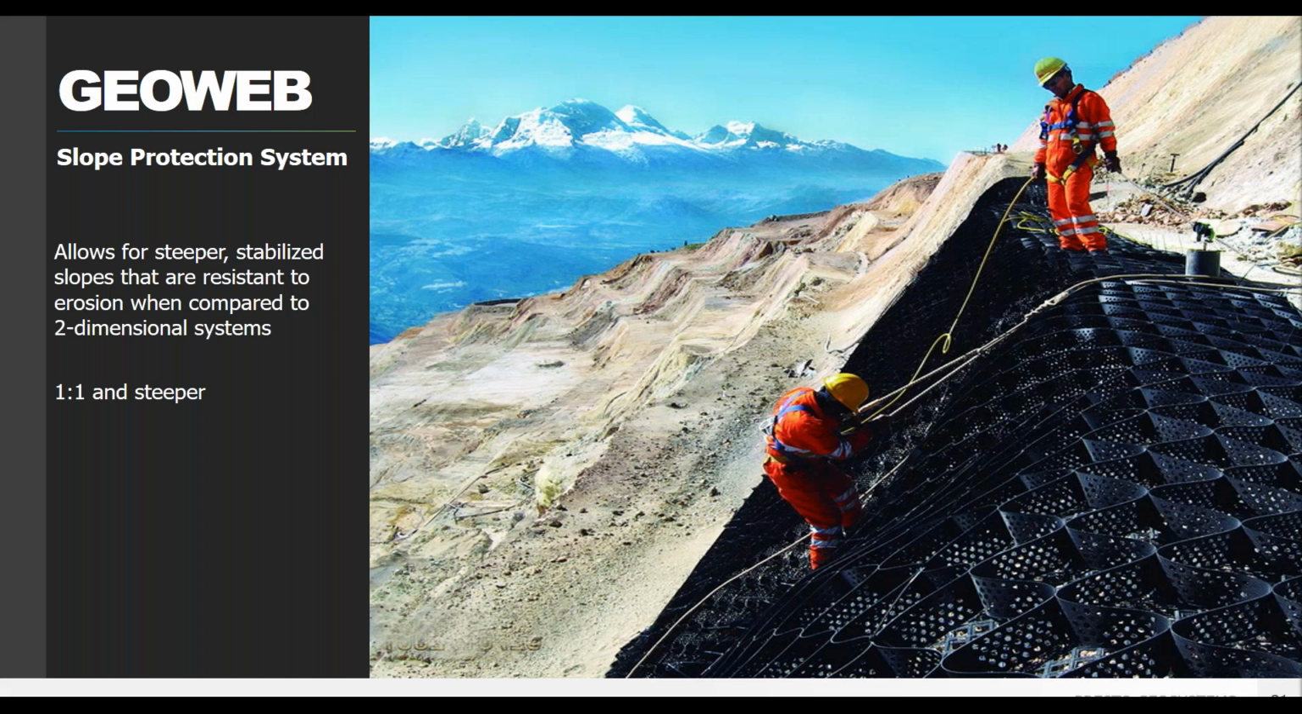Okay, so that was about the GeoWeb system for those load support applications. So again, those essentially flat areas, areas where you're going to have potential vehicle traffic. But the GeoWeb system, as I mentioned, also works as an erosion control system on your slopes, including some very steep slopes and in areas with water flow or wave action.